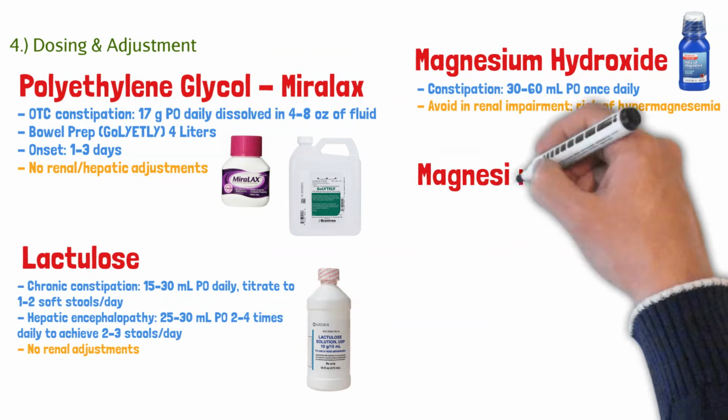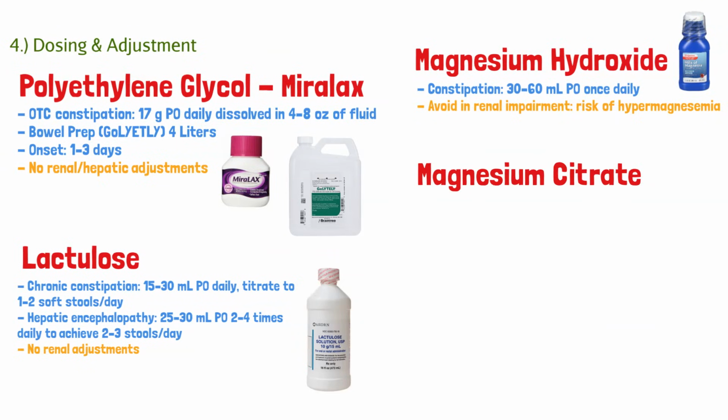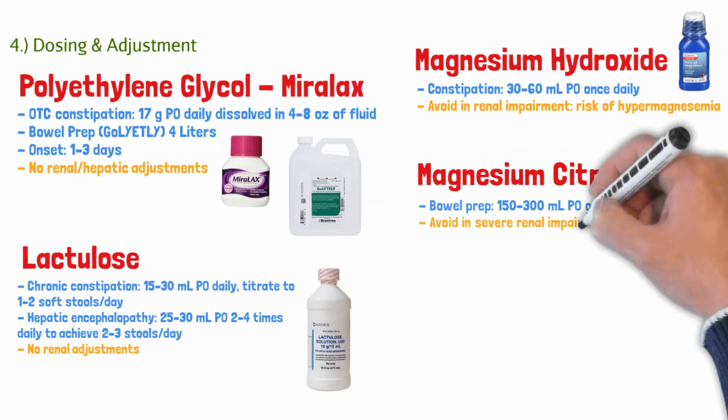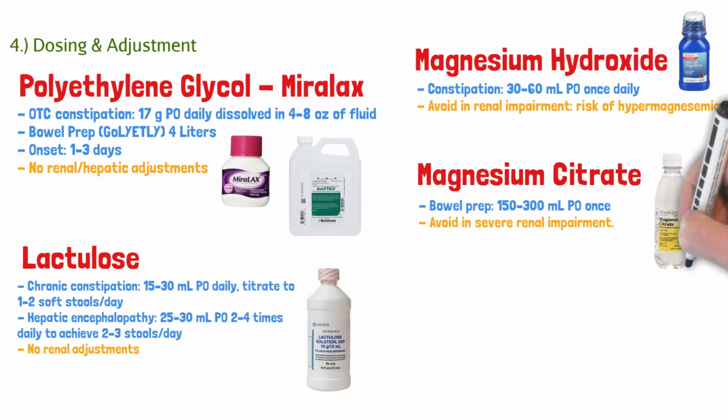We also have magnesium citrate, similar story. Here, we can use it for bowel prep. You can use it for constipation. It's a clear liquid. Typically, you drink the whole bottle, either half or whole, 150 mLs to 300, and it's a one-time thing. But again, you avoid that in severe renal impaired patients. And the reason is you don't want the buildup of magnesium.